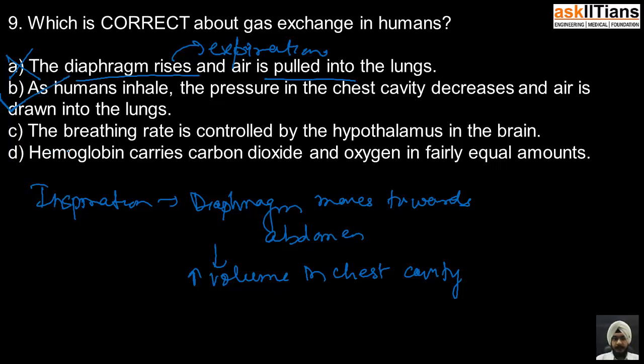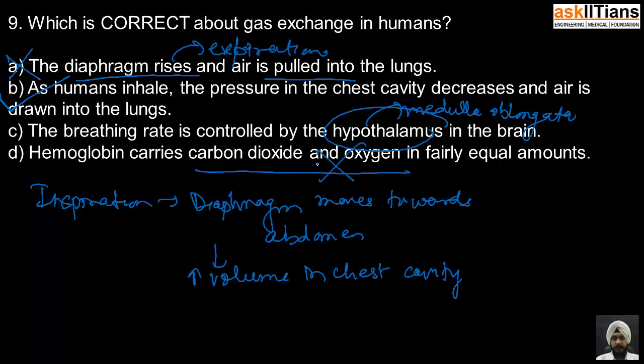Let's see why option C is not correct. The breathing rate is controlled by the hypothalamus in the brain, which is wrong. It is controlled by the medulla oblongata. So this is an incorrect option. And the last one says that hemoglobin carries carbon dioxide and oxygen in fairly equal amounts. This is incorrect. It does not carry them in equal amounts. Rather, different amounts of carbon dioxide and oxygen are carried by hemoglobin. So the correct option is B.